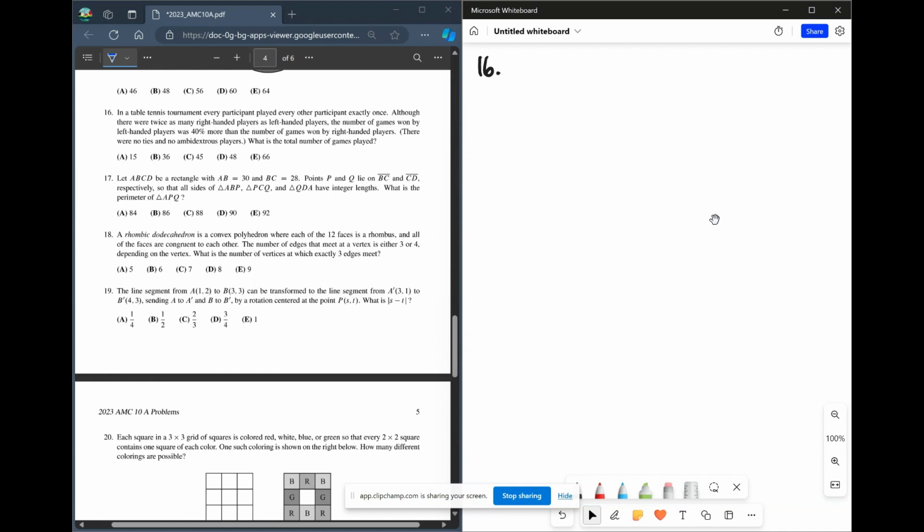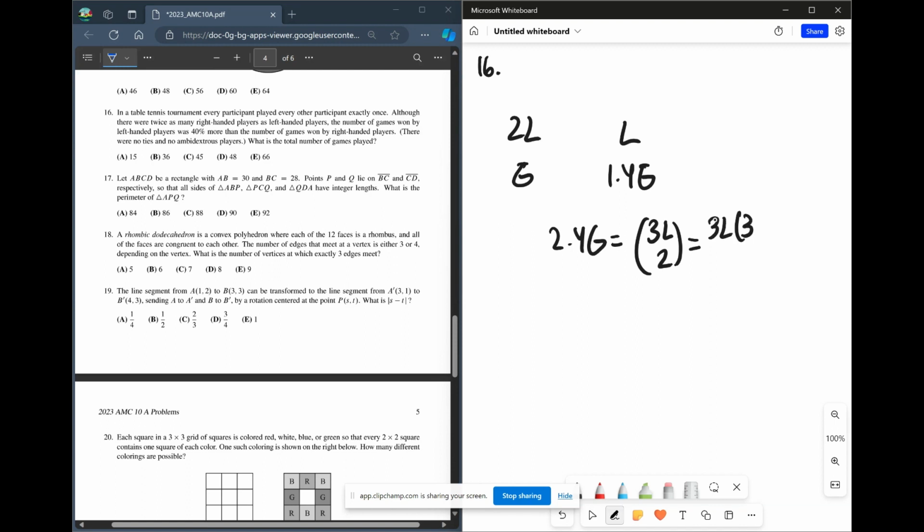So suppose that there are 2L right-hand players and L left-hand players. The right-hand players won G games, left-handers won 1.4G. Then 2.4G is the total number of games played, which is 3L choose 2, and that is 3L times (3L minus 1) over 2. So G is equal to 5L times (3L minus 1) over 8.